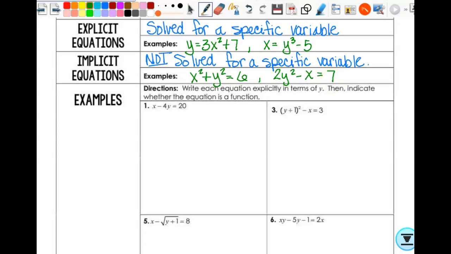So one of the reasons that it's important that you know these words is that it says here, write each equation explicitly in terms of y. So explicitly in terms of y, it's telling you it's an explicit equation and telling you what to solve for. Okay. So basically, we're going to solve for y. Then it says, then indicate whether the equation is a function. So yesterday we looked at tables, we looked at mappings, we looked at, what else do we do? Graphs and just ordered pairs and decided whether or not they're functions. Today we're going to look at some equations.